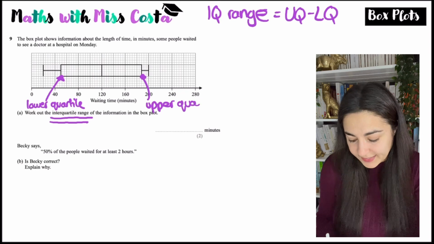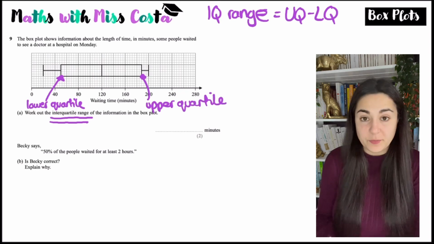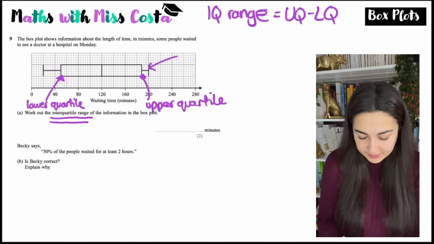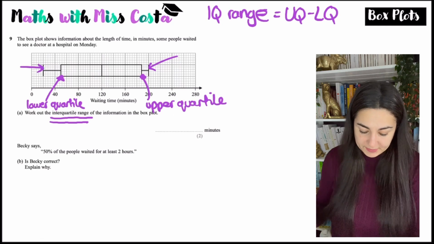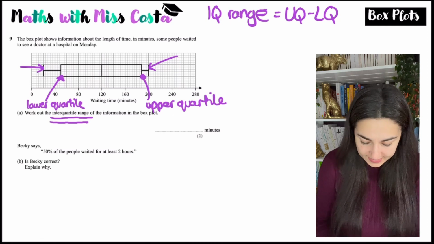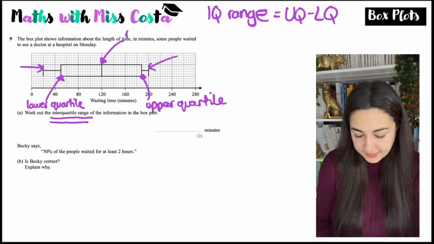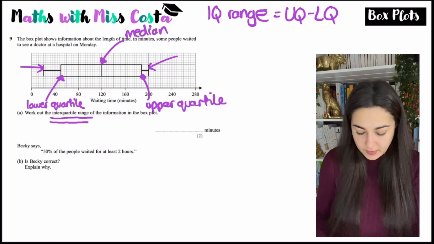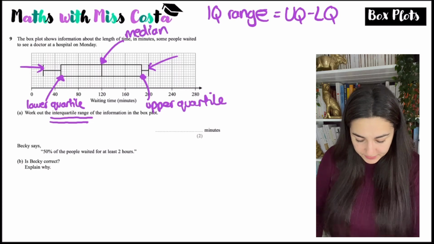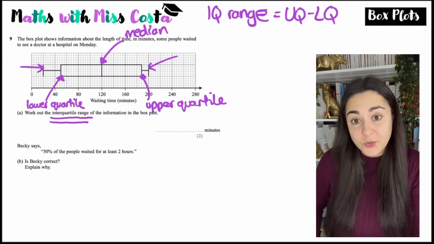And the little whiskers, that's the end of the data. So this here would be the largest piece of data. That's the smallest piece of data. And the middle part is the median. Okay, so that's a box plot. So we need to work out the interquartile range.